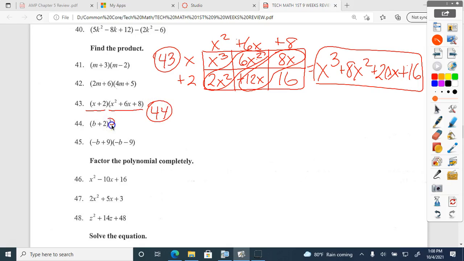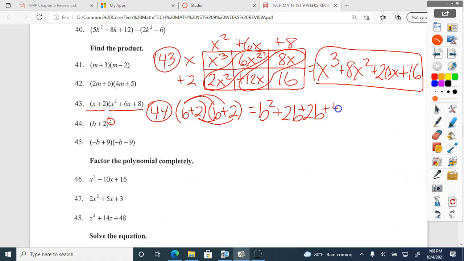What does this mean? Just write it down twice. B plus 2 times B plus 2. And I'll go back to the distributing way. That's B squared plus 2B plus 2B again. And then 2 times 2 is 4. And then you add your like terms.